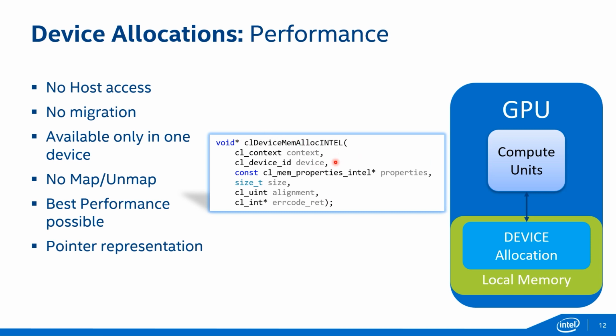So device mem alloc accepts context and device. This device is used to specify on which device this device allocation will be used. And this way, a user can easily obtain a device pointer to the allocation, and use it across their application.